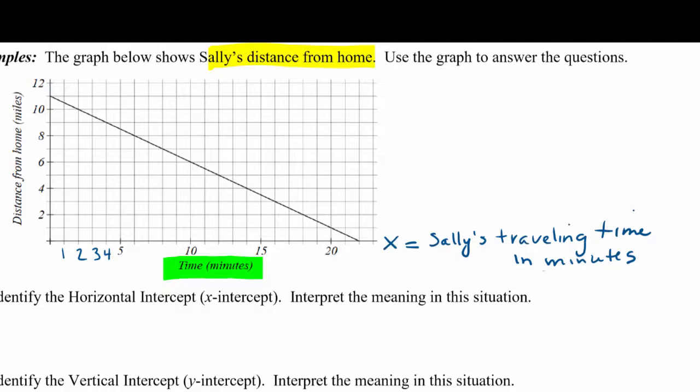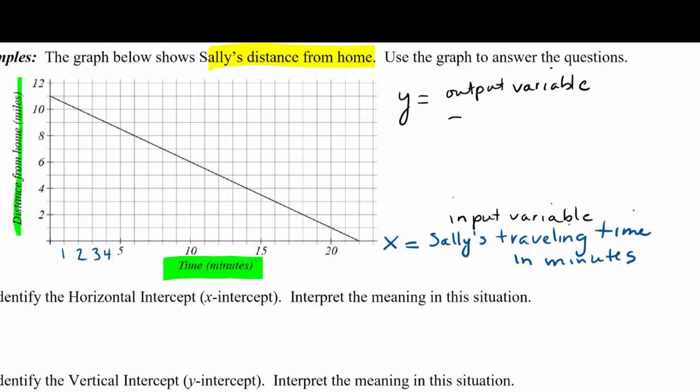Okay, what's our output variable, or what's taking place of our y? The output variable is distance from home. So x was our input variable in our linear equations with two variables x and y. X represents the input variable, and then y, which is on this vertical axis, will represent the output variable. And in this particular graph, that means that y is keeping track of Sally's distance from home in miles. You see that? Because it gives us the label.